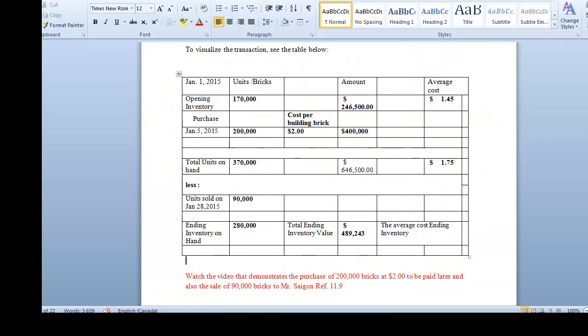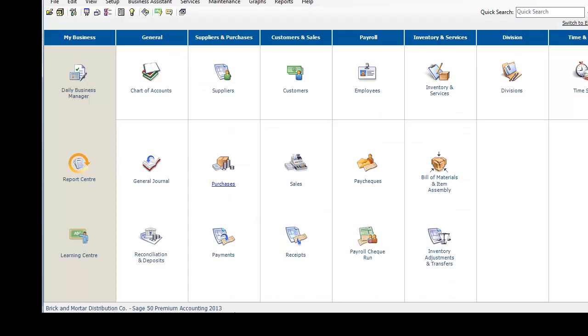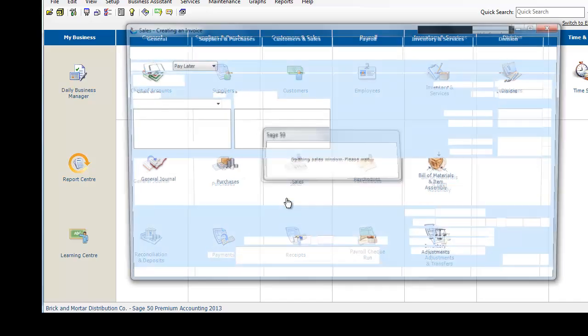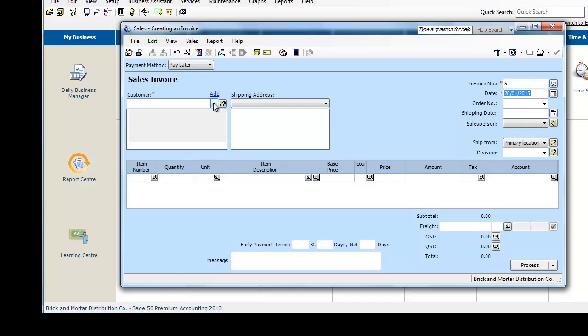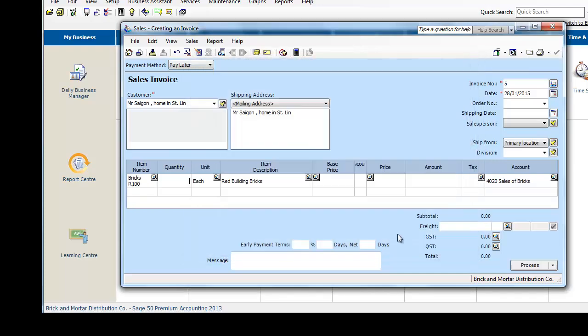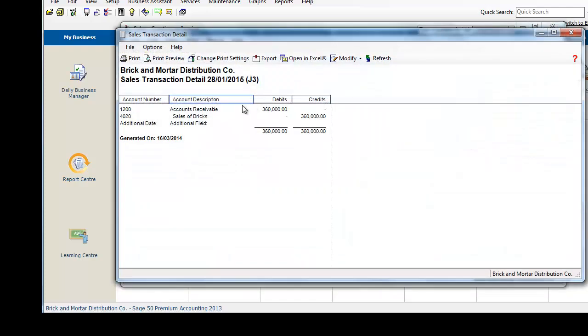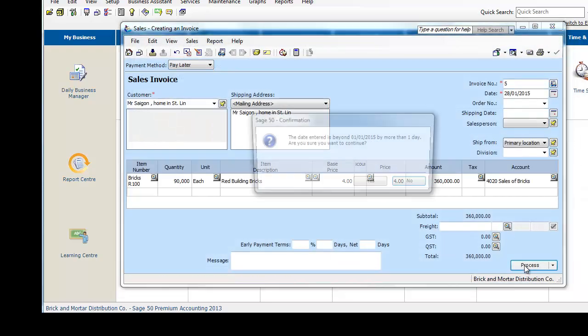Now, sometime on January 28th, I sold 90,000 bricks. So we go back, and I'm going to make the sale. I'm going to change the date to January 28th, and it happens to be Mr. Sagan. He's buying those bricks for his home, and he purchased 90,000 bricks, and the selling price is $4. So a total sale of $360,000. If I want to see the journal entry again, debit accounts receivable 360,000 and credit sales of 360,000. Let's process the transaction.